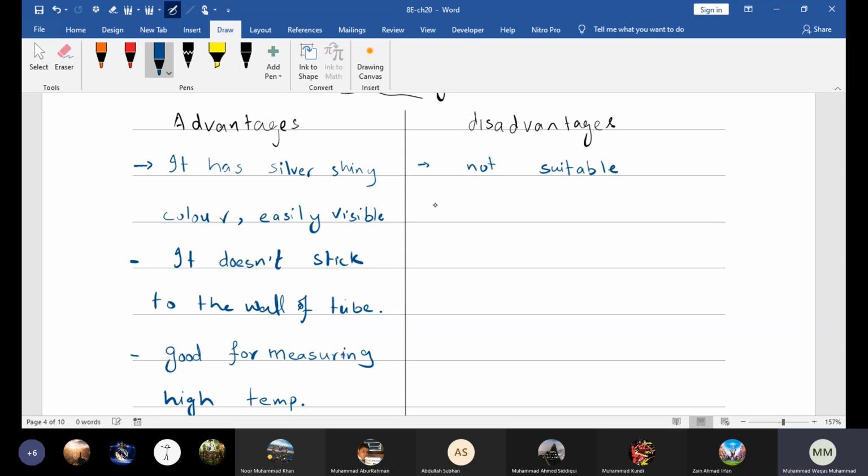Not suitable for low Arctic temperatures. Okay, beta. And another disadvantage is that it is expensive. And beta, mercury is also poisonous.